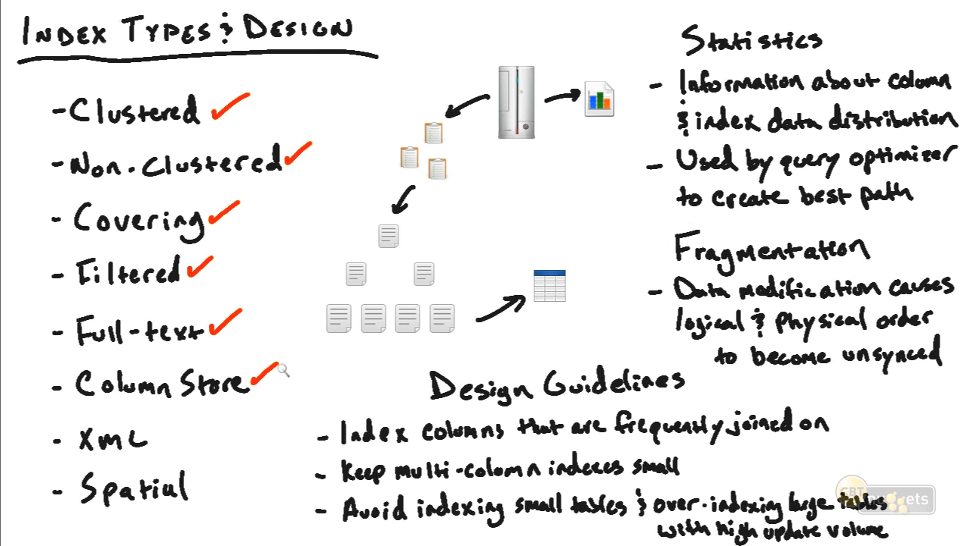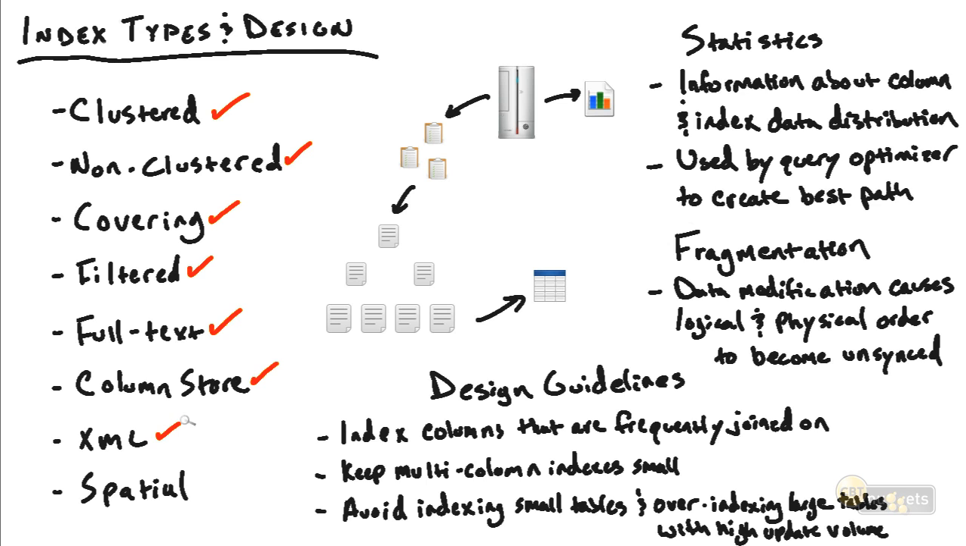The column store index, new in SQL 2012, is meant for data warehousing. You can dramatically speed up your data warehouse queries by using the column store index, and it does not use a B tree structure either. It actually uses a new storage technology that's based on the column itself.